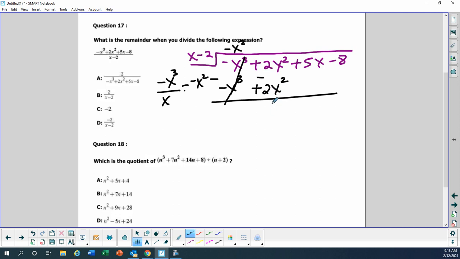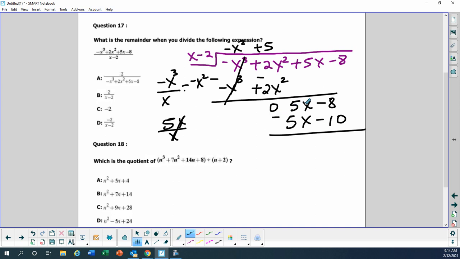This is going to be -2x, 0. So 5x minus 8 comes down. I'll take the 5x divided by x and have positive 5, because the x cancels out. So 5 times x is 5x, and 5 times -2 is -10. Now you subtract. 5x minus 5x is 0, and -8 minus -10 is positive 2.